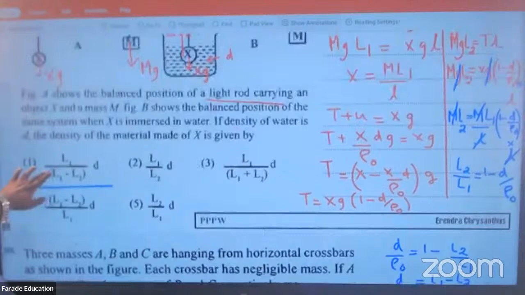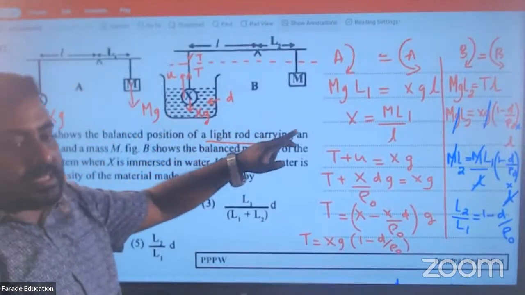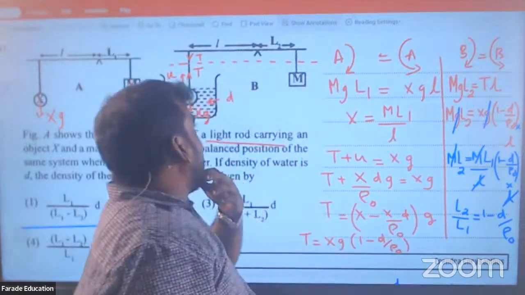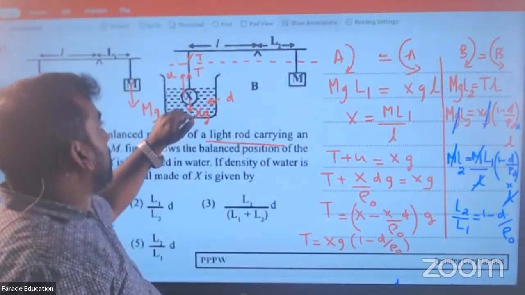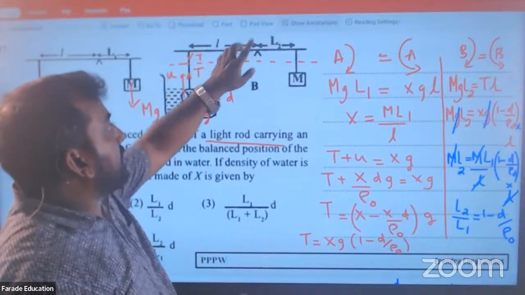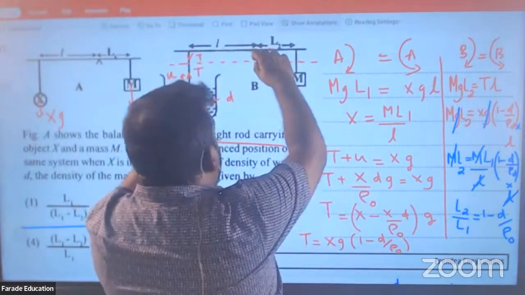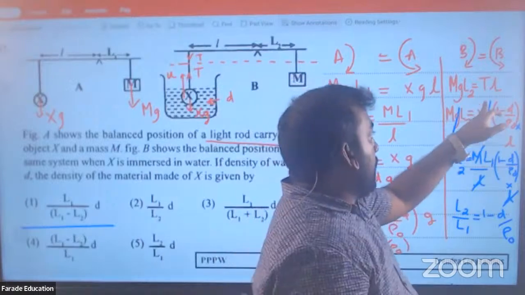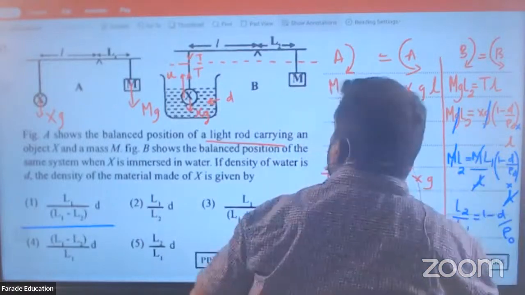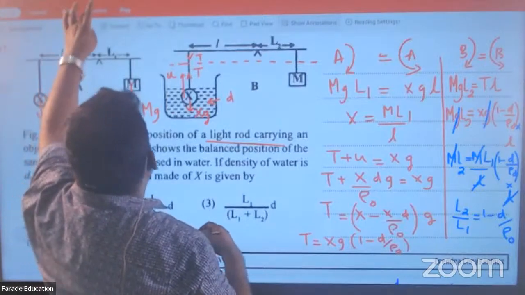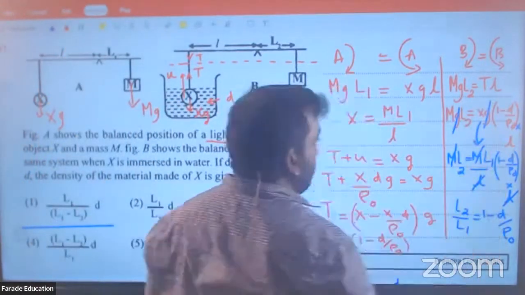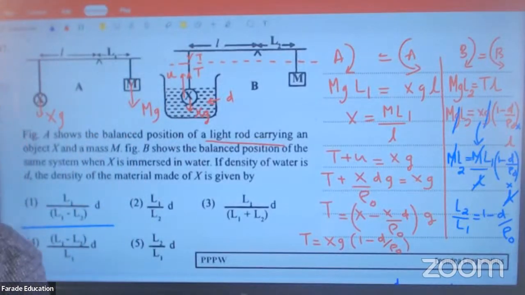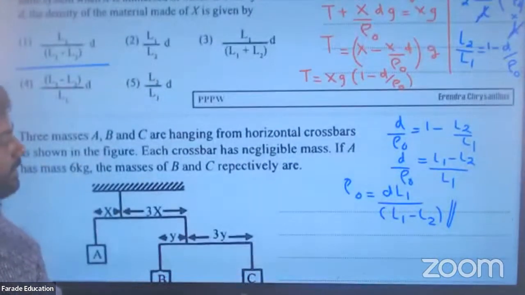Answer number 1. In the first diagram, apply moments and get the relationship. Then tension plus upthrust balances the weight of X. When I'm taking moments, tension is important. Here is the clockwise moment, here the anti-clockwise moment. Now I have found X, and I have found tension. Substitute here for X also. Simplify and get the relationship. Okay?